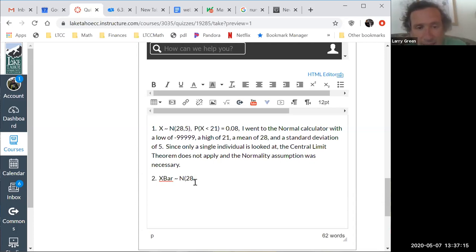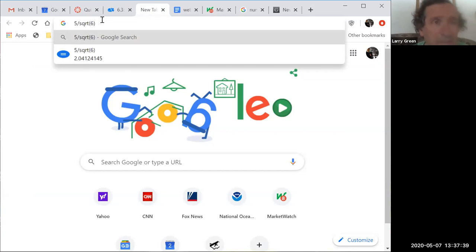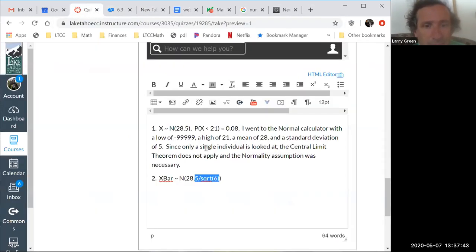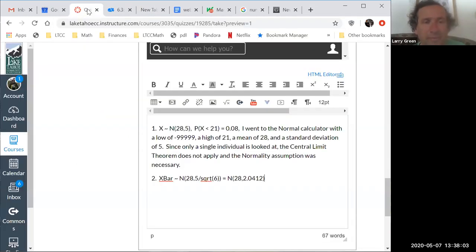So we're actually going to be looking at not 5, but 5 divided by SQRT 6. Just so I get that number, I'm going to pop that into my Google calculator. And it's about 2.0412. So that's N(28, 2.0412). Let me double check. 2.0412, yeah. Any questions on that? Okay, very important that you make that adjustment. Changes everything if you don't.